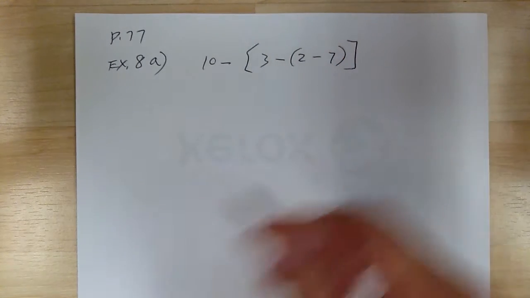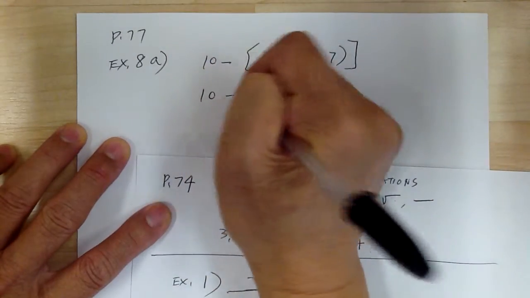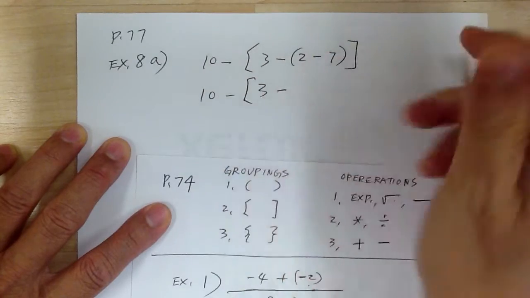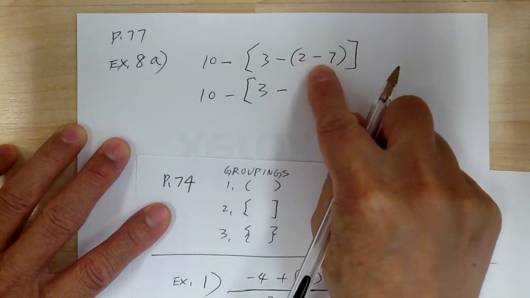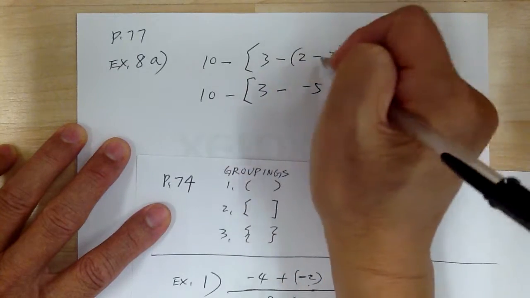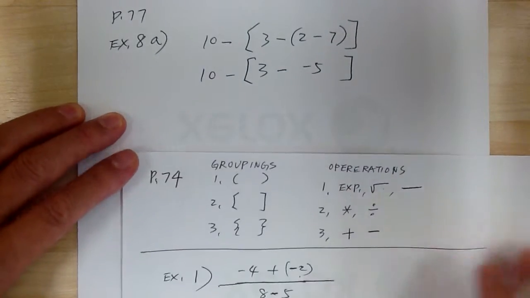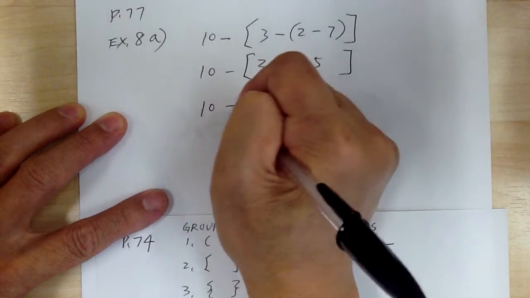So first, let's do the parentheses. You've got 10 minus, so don't do anything with the other one. 2 minus 7 is negative 5. And once you do the operation, you can get rid of that. So now you go to the next step.